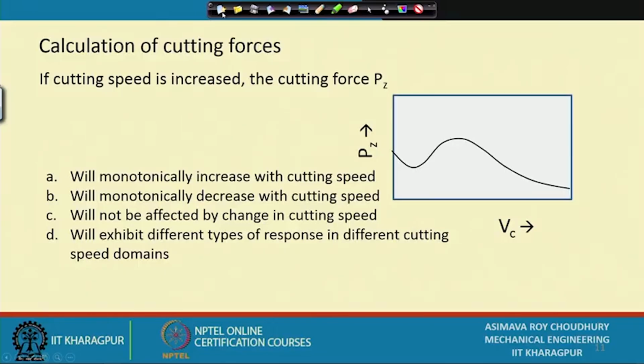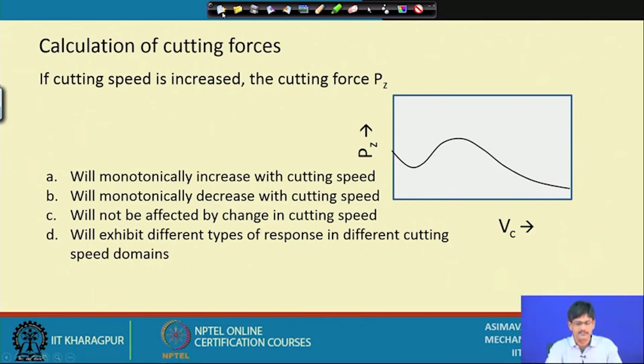So, these two are contradictory. From the point of view of higher strain rates, we will have higher forces, and from the point of view of higher temperatures attained, we will have softening of the work material leading to lower forces. Ultimately we can see here that the softening of the material is dominating. So, the answer is: will exhibit different types of response in different cutting domains. This one is correct.